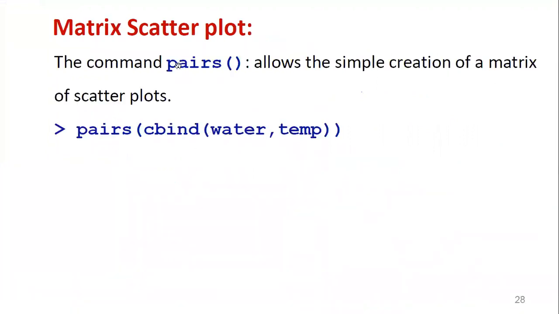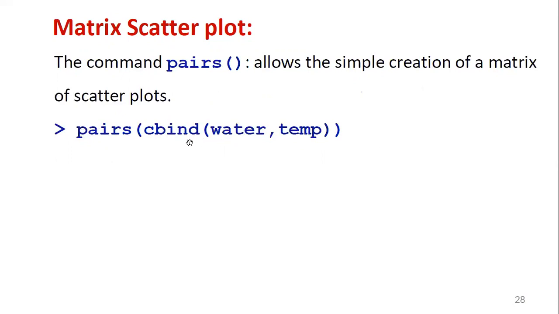Then coming to matrix scatter plot. The command pairs is used here to define the graph in the form of matrix scatter plot format. The command pairs allows the simple creation of a matrix of scatter plots. So here you can use pairs. Within pairs, the two vectors you can combine using the cbind function. cbind of water comma temp. Then you can see the output here.